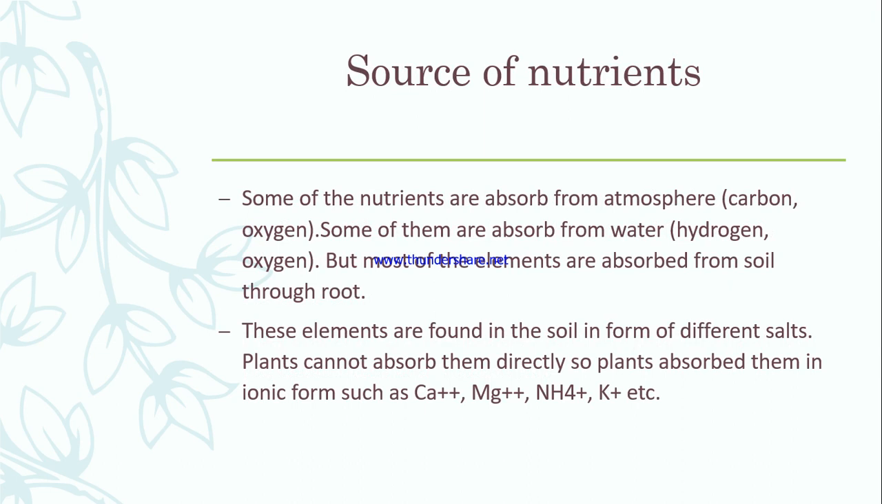Now the source of nutrients. Some of the nutrients are absorbed from the atmosphere, like carbon and oxygen, and some are absorbed from water, like hydrogen and oxygen. But most of the elements are absorbed from soil with the help of roots. These elements are present within the soil as different salts. They are not present separately. So plants cannot absorb them directly. Plants absorb them in ionic form, such as calcium ion and magnesium ion.